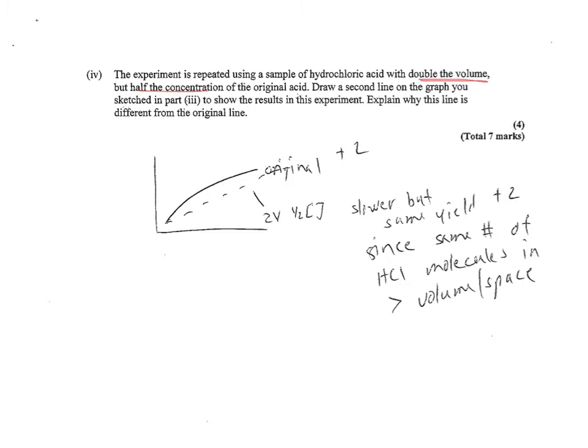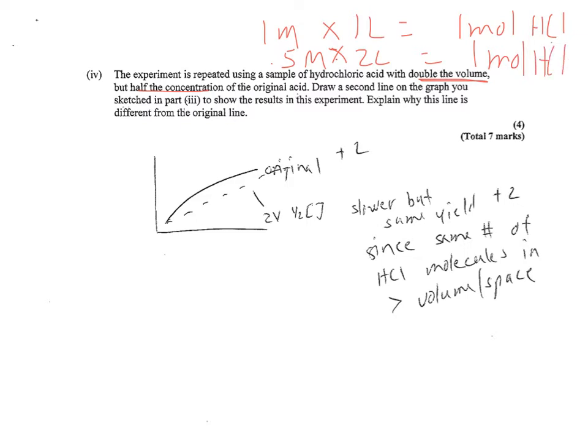So if I had 1 molar, and I had 1 liter of it, I would expect to have 1 mole of HCl. If I doubled that to 2 liters, but it was only 0.5 molar, I still have 1 mole of HCl. So what's changed? Well, my amount of product is going to be the same, but it's going to be slower to get there. So now my rate is going to go much slower, but eventually it's going to end up at the same place or the same yield. And that's what I was trying to show with my line here.